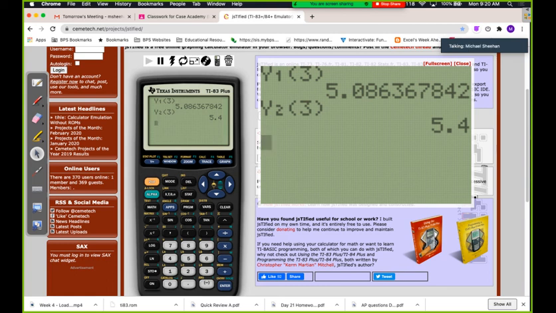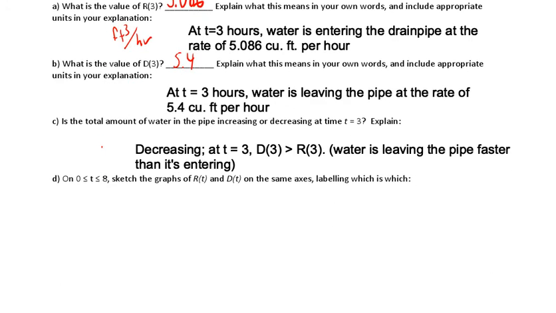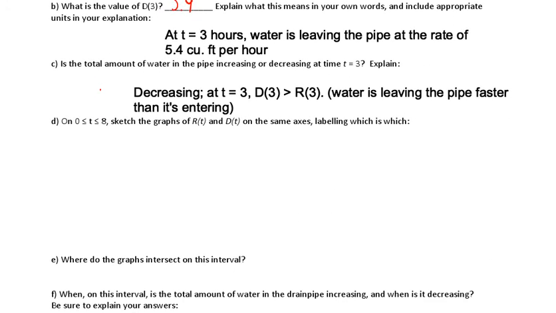All right, so we can see, first of all, at t equals 3, D was higher than R. So t equals 3 must have been around here, before the two graphs intersected. So at first, water's exiting the pipe faster than it's entering the pipe, but then after a certain point, water is entering the pipe faster than it's leaving the pipe.